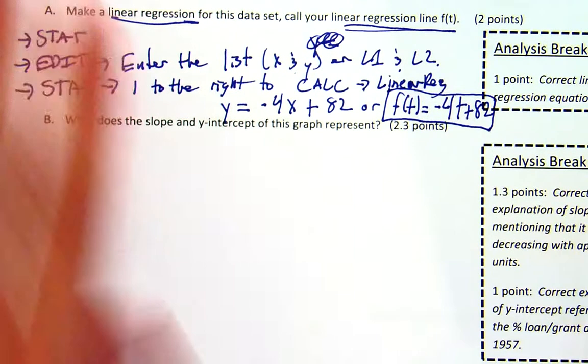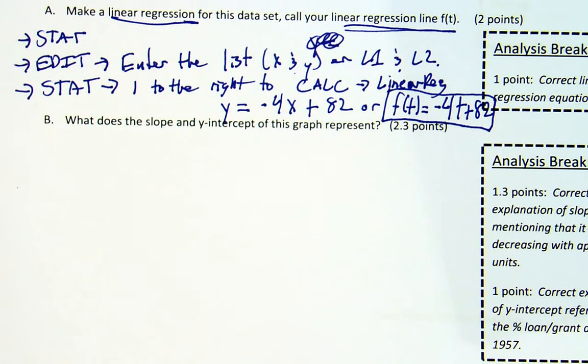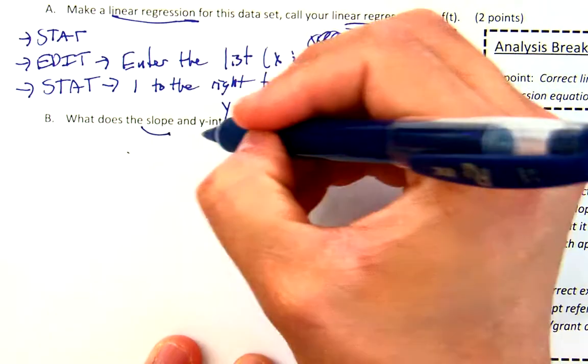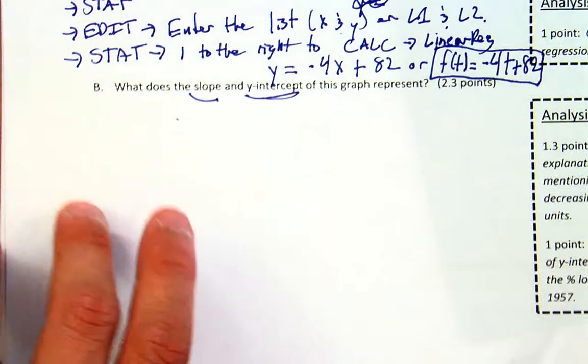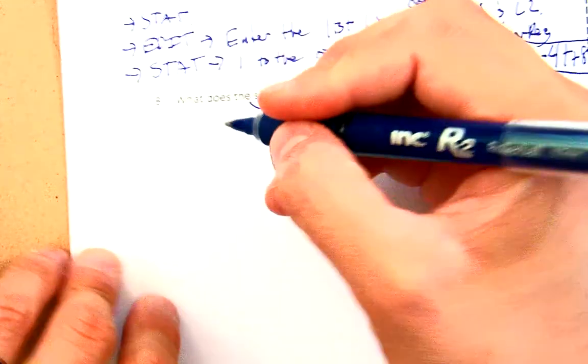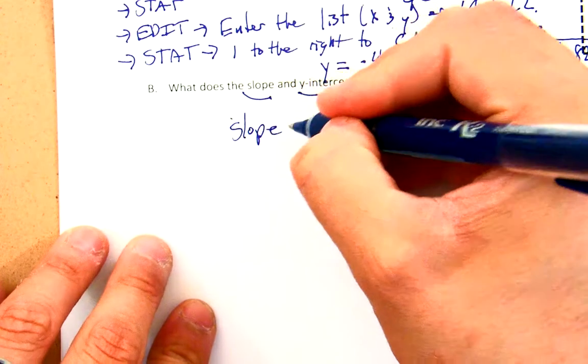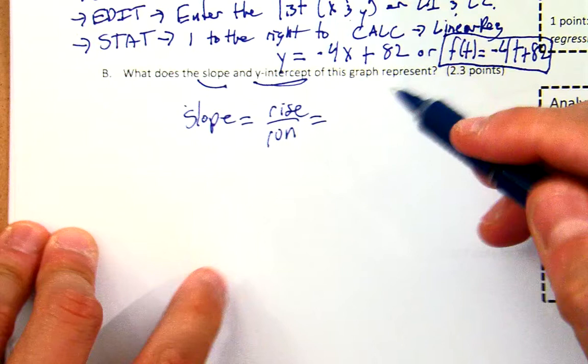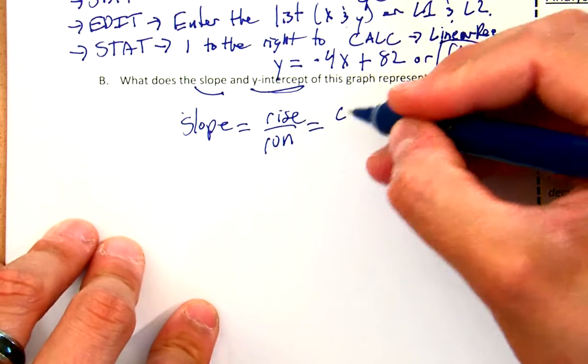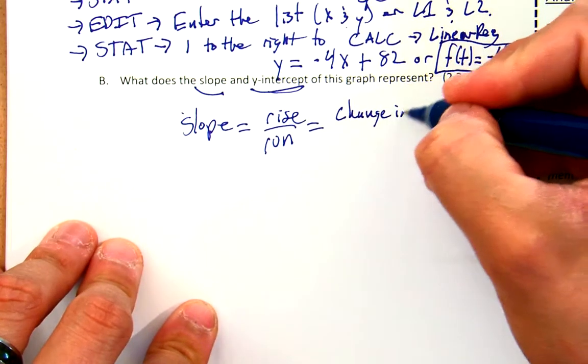So you have to get part A right, or it kind of destroys everything else. It says, what does the slope and y-intercept of this graph represent? So you have to think what slope is. Slope is rise over run. And rise is the change in what?